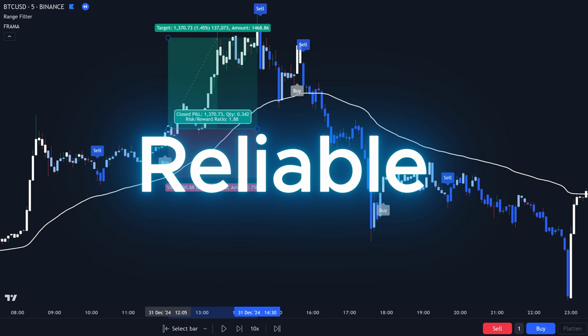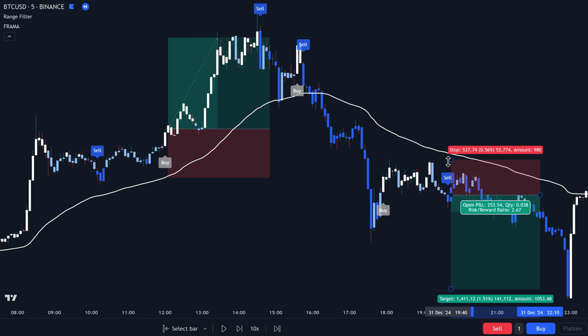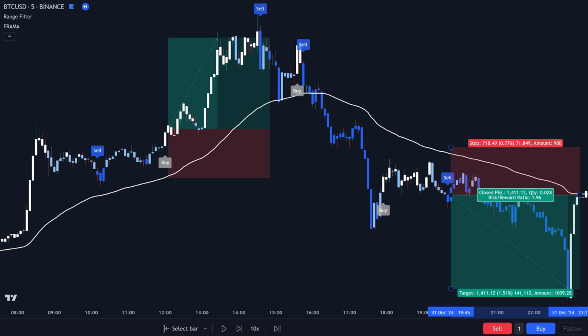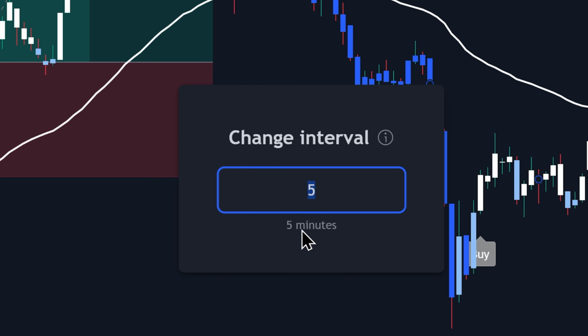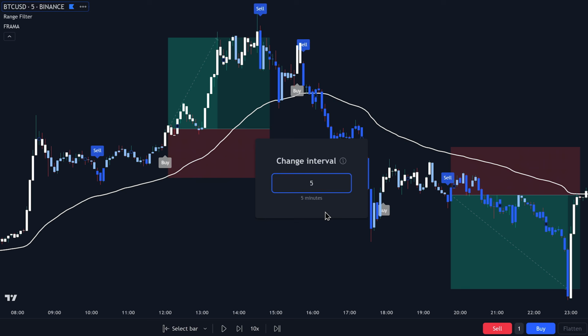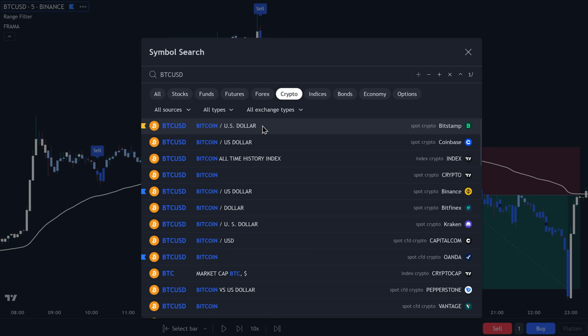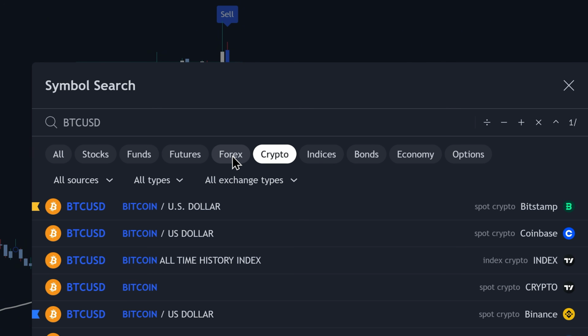Get the most reliable buy and sell signals by combining these two indicators on TradingView. This method works best on lower time frames, such as 5-minute or 15-minute charts, but it can also be applied to any time frame you prefer. We'll be using these indicators on the 5-minute chart for Bitcoin, but you can apply this strategy to any other asset or market such as Forex, crypto, or stocks.